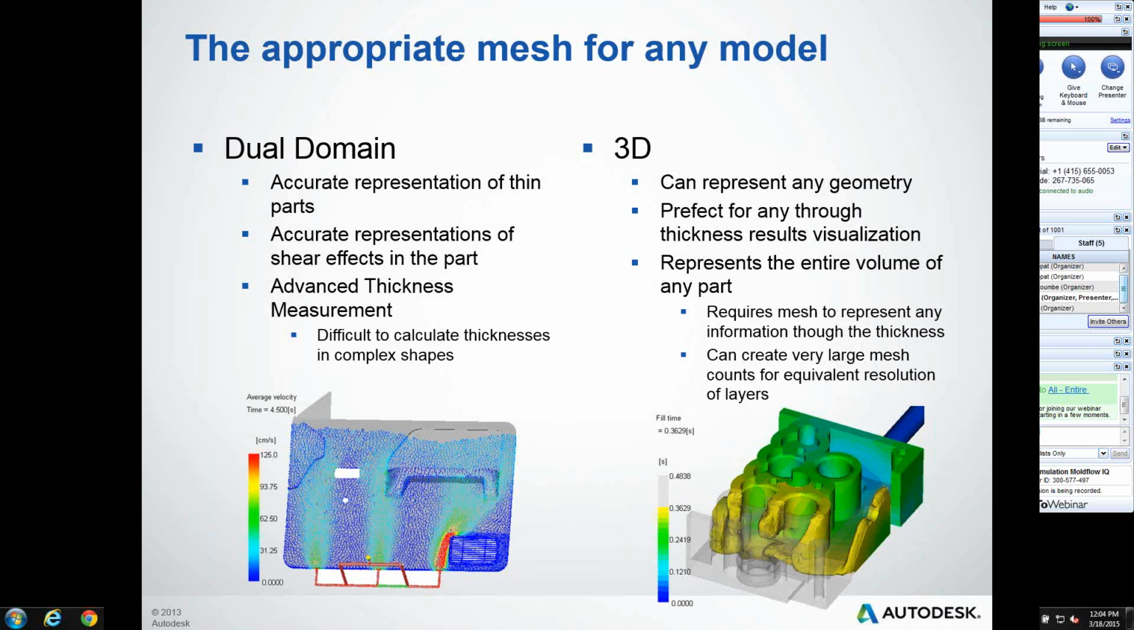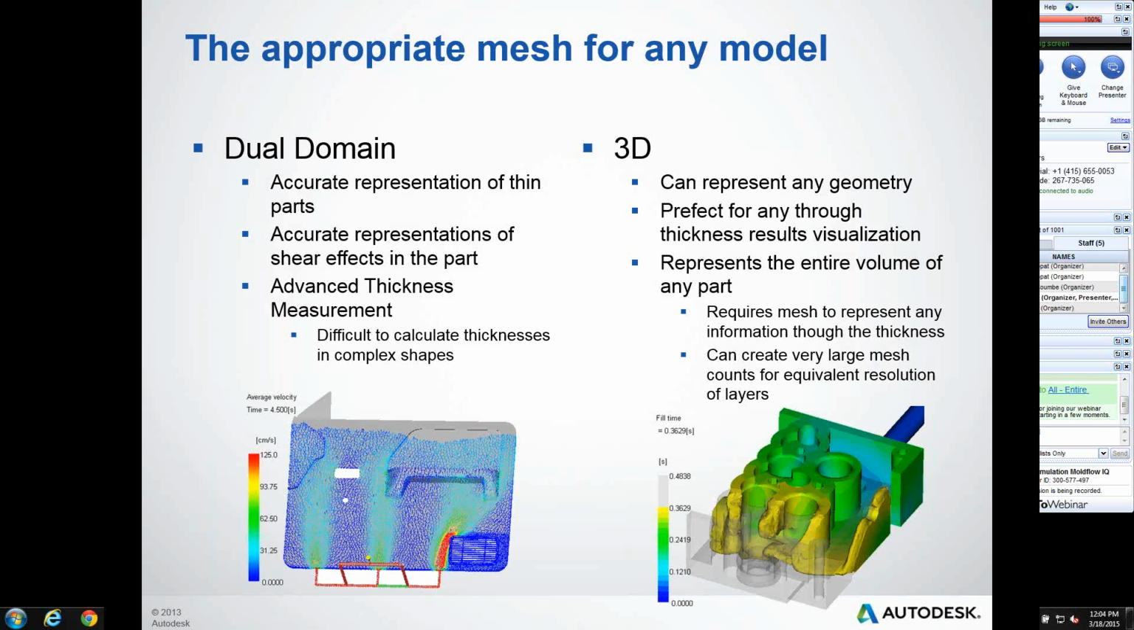Now, having said that, remember we started getting into those more abstract shapes, the more complicated geometries like you see on the right side here. It's a little more difficult for dual domain to try to represent. It's more complicated to measure that thickness. Well, this is where 3D really starts to excel. It can represent anything. It can represent the internal volume. It's perfect for any thickness. Represents the entire volume. It requires that you mesh everything through the thickness. And you can create a very large mesh with equivalent resolution through the thickness in order to represent what's going on.